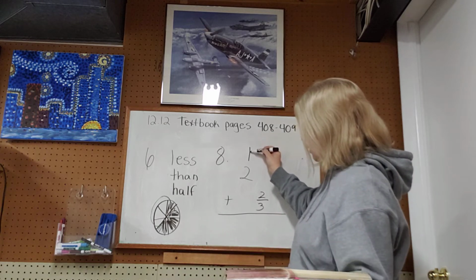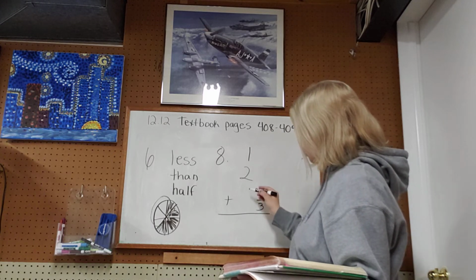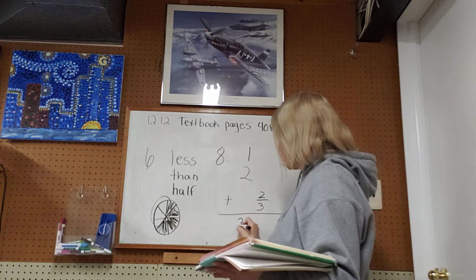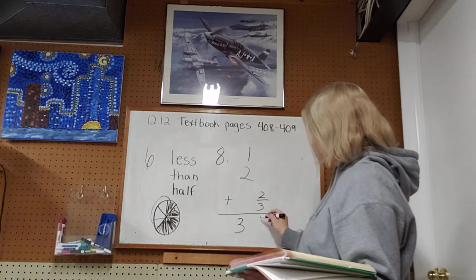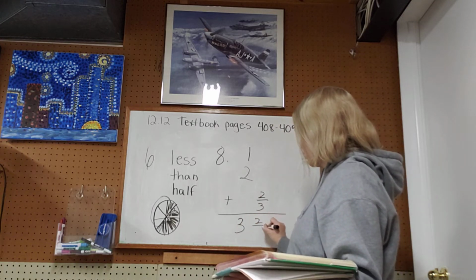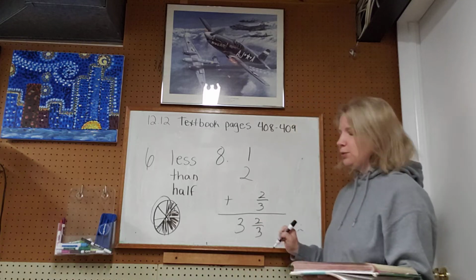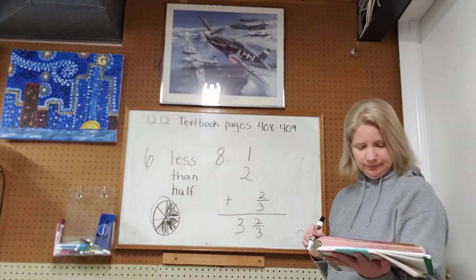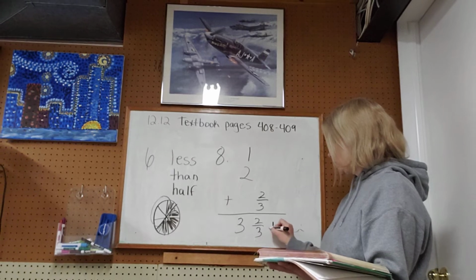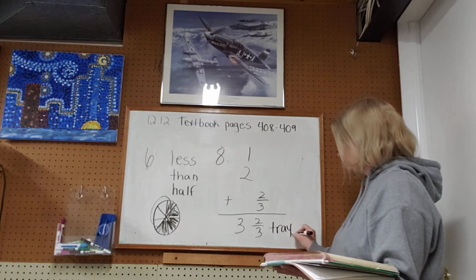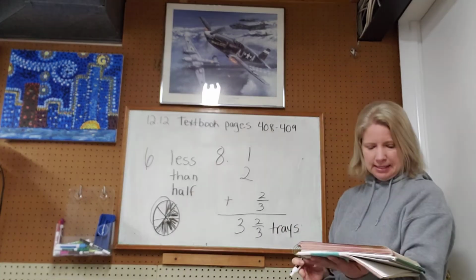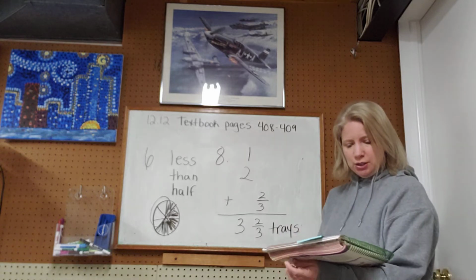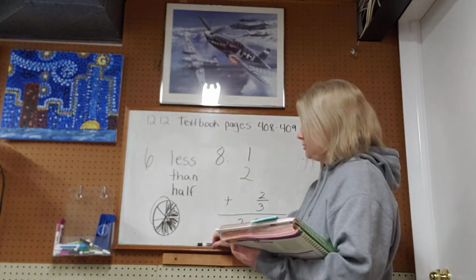So let's add your whole numbers. 1, 2, plus 2 is 3. And then your fractions, 2/3. So they had 3 2/3 trays. Let's label it trays. Okay, let's go. Turn to the next page, number 10.